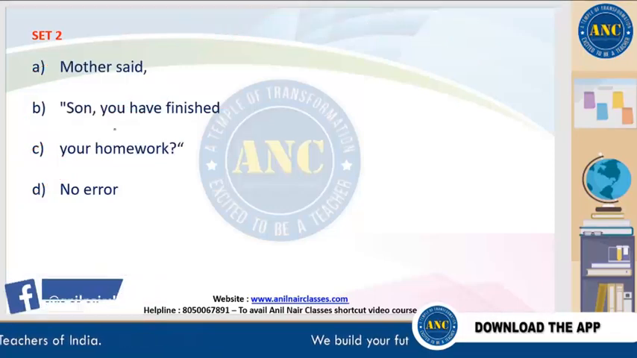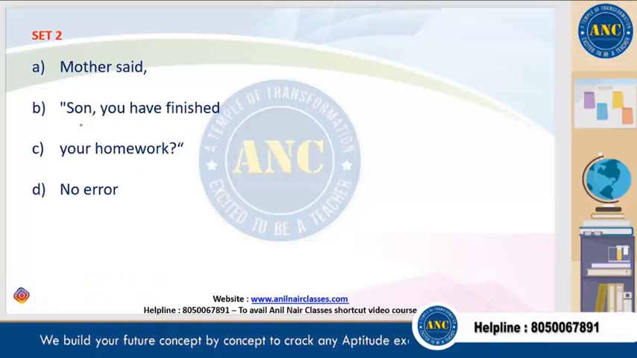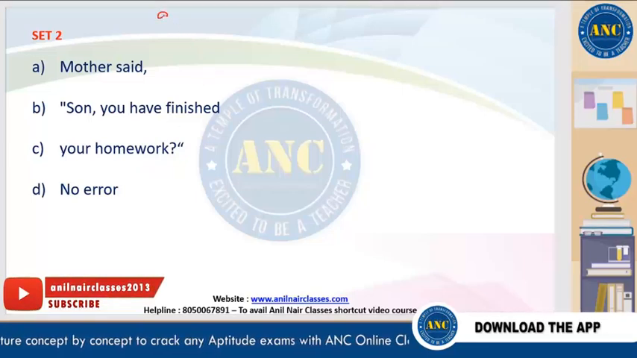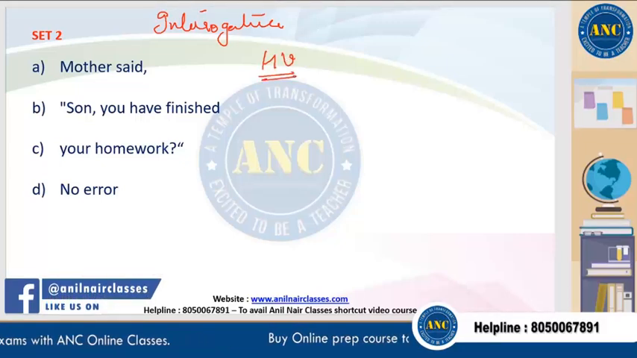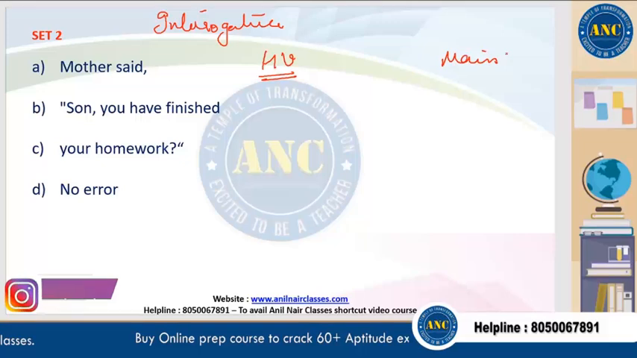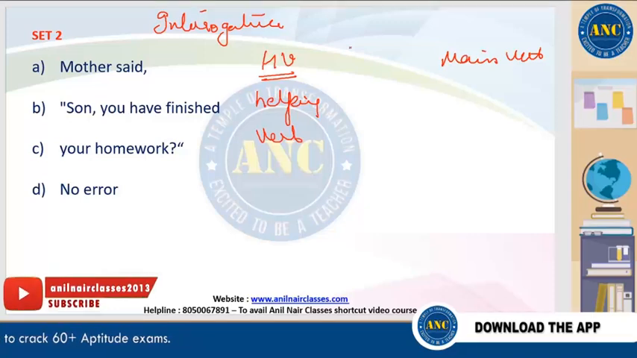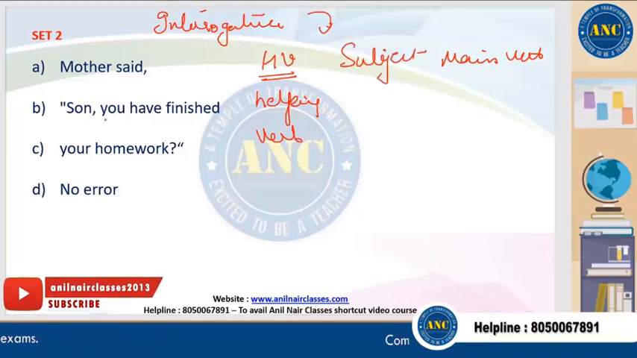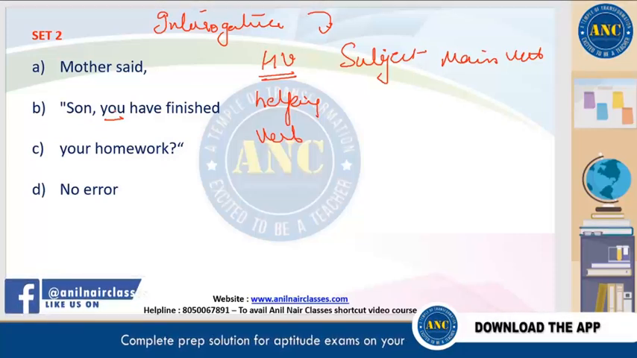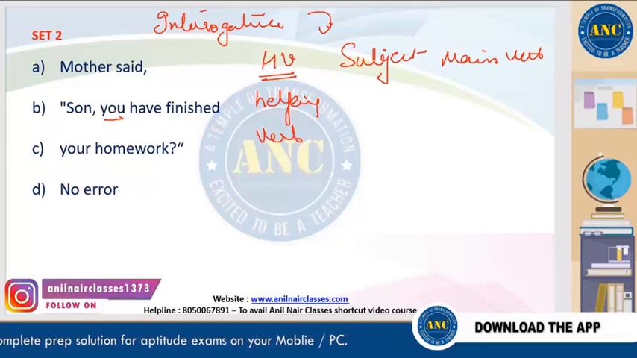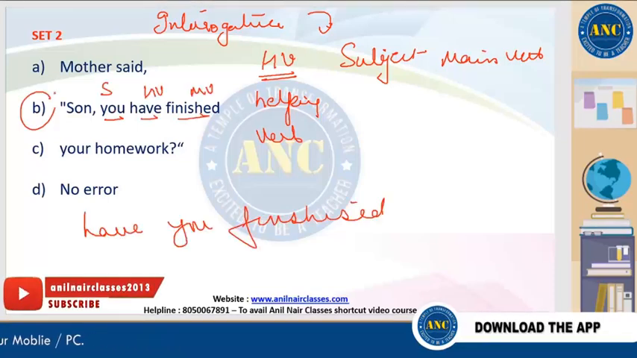My mother said, son, you have finished your homework. Now the sentence is in the question format. So now B and C part, if you see, it's in the interrogative. So in this what happens? We have the helping verb and the main verb. In between the helping verb and the main verb we have the subject. This is the question format. So here you have the subject, you have the helping verb, you have the main verb. The structure is wrong. So it should be, son, have you finished? Then it would have been correct. So B is the right answer. Get rid of A, C and D.